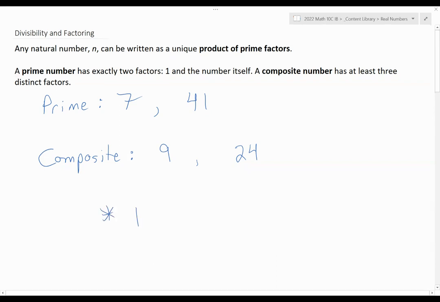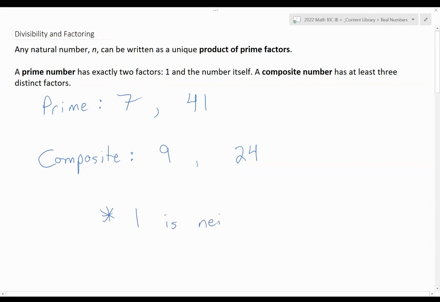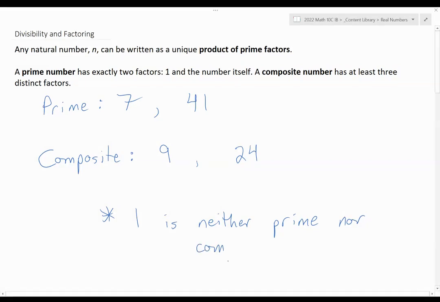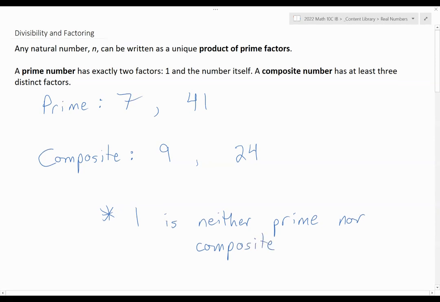The number 1 is neither prime nor composite because it doesn't fit either of these definitions. It's not prime because it doesn't have 2 factors. It just has 1 factor, just itself. And it can't be composite because it doesn't have 3 or more factors. So 1 doesn't really count as either prime or composite.